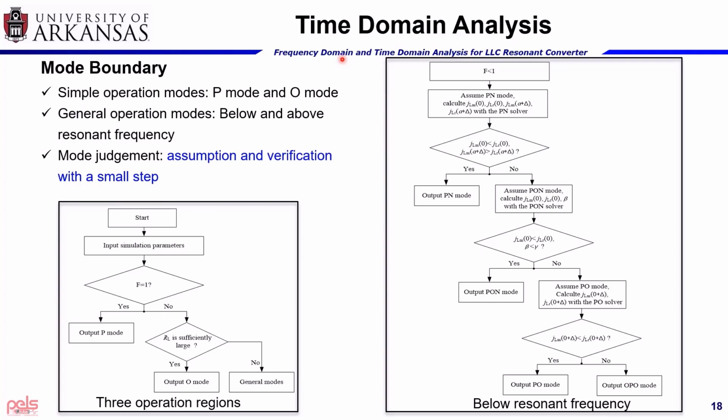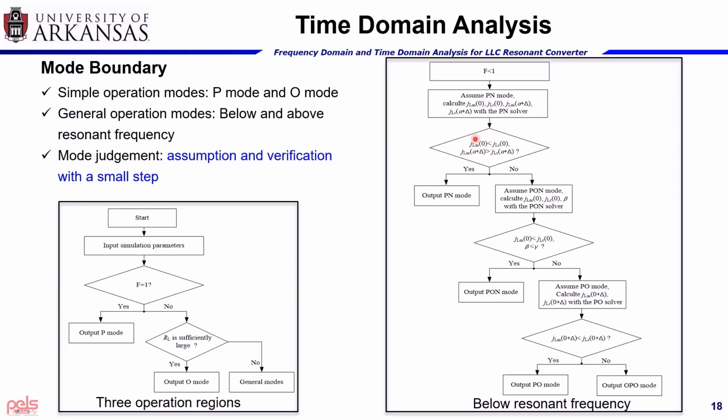After we get all the equations for different operation modes, the next question is about the mode boundary. The idea is to use assumption and verification. If you look at the right side, if the normalized switching frequency is less than 1, which means the converter is operating below resonant frequency, we assume the converter is operating in PN mode first. We can use the equations to solve the converter and get the results.